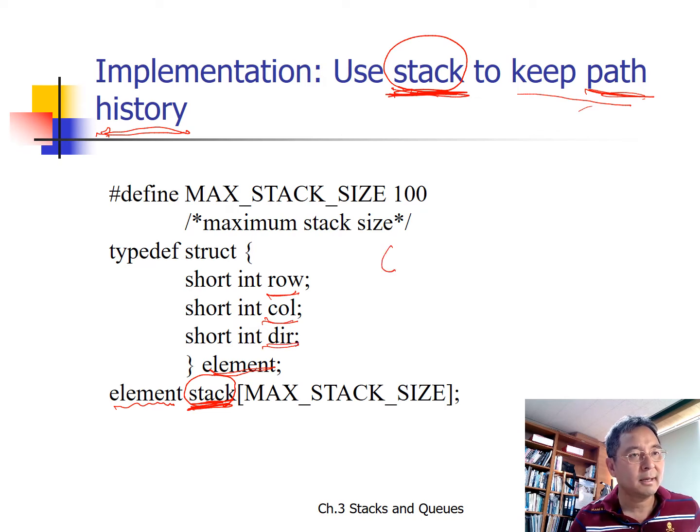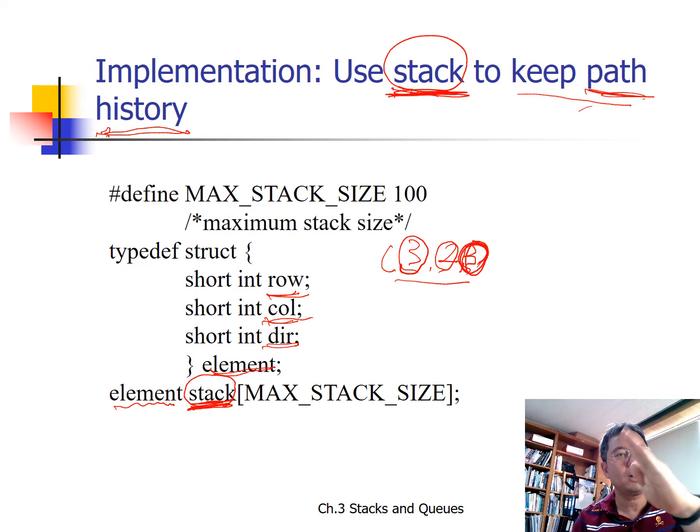So that means that I am in the 3,2 location, and also we will have 3. The first 3 means the row, and this 2 means the column, and this third component 3 means the direction: 0, 1, 2, 3. Yes, that means southeast. This 3 means southeast. In this way, we will store the past history in the stack.